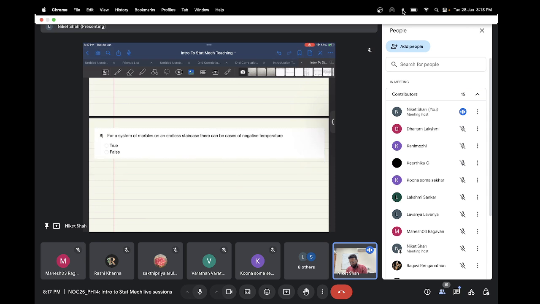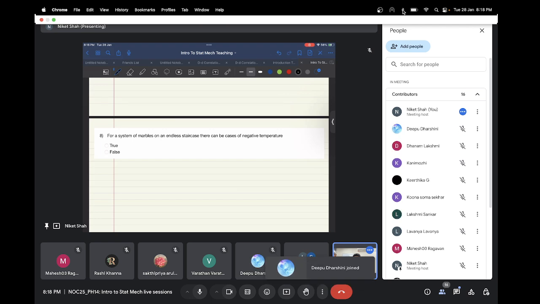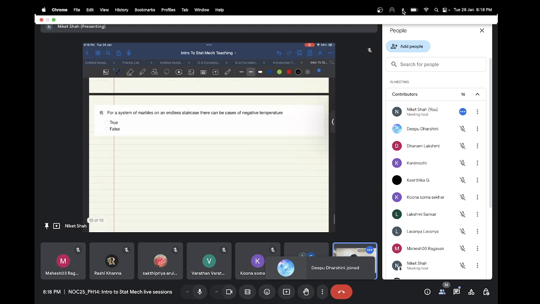The eighth and final question for this assignment 1 of last year is: for a system of marbles on an endless staircase, there can be cases of negative temperature. Is this statement true or false? That's your question. For a system of marbles on an endless staircase, how do you talk about temperature in this context in a simple arrangement of marbles? How do you talk about temperature?